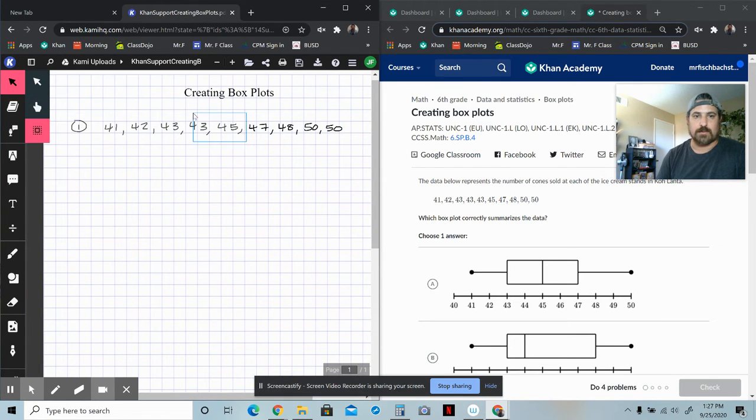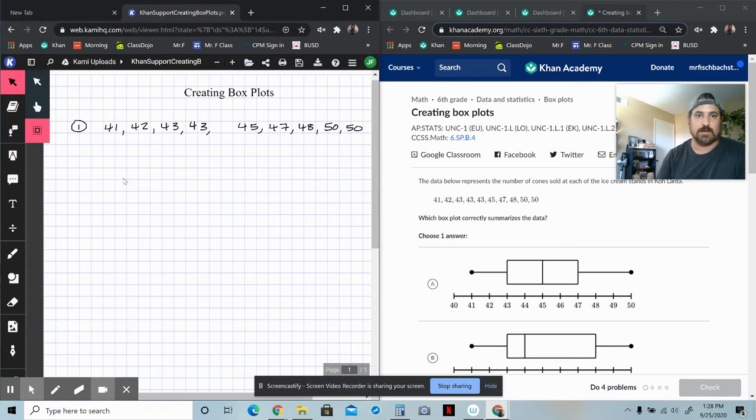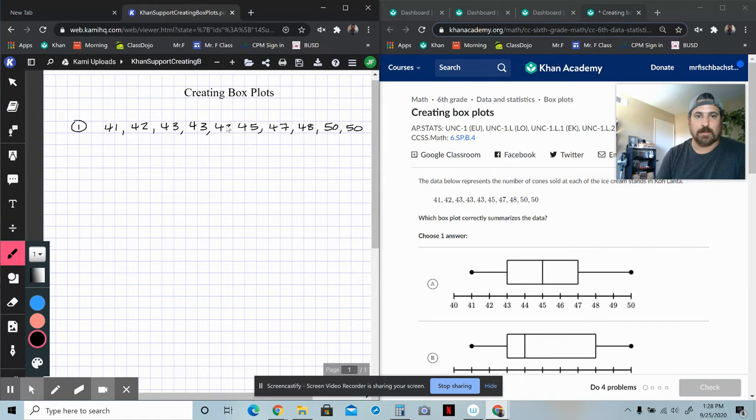So you're going to grab the stuff that's, let's say, over here. We're going to move that over and make space for our 43. We need one more 43 here. So now I've got it right? 41, 42, 43, 43, 43, and then 45, 47, 48, 50, and 50. Okay, very good. So this is an even list, okay?